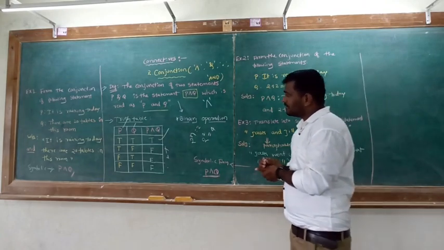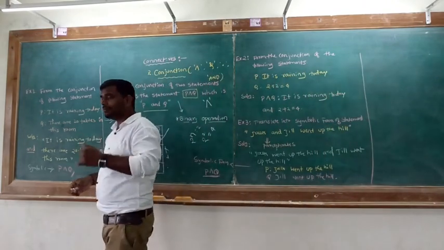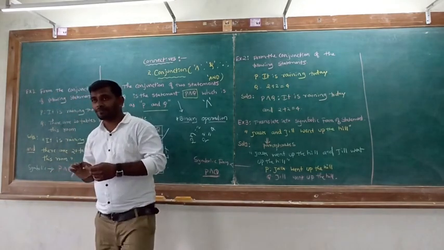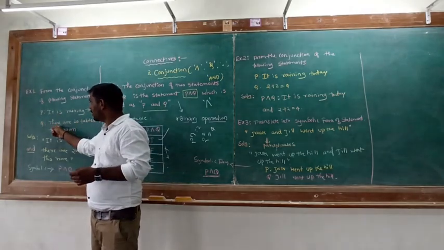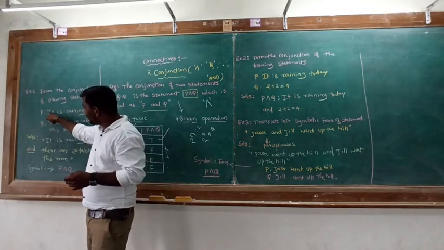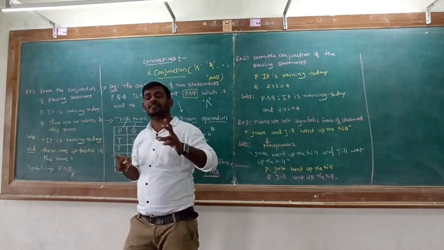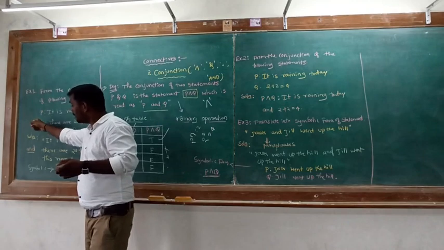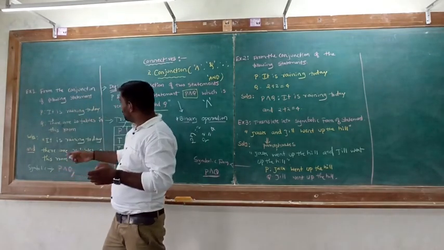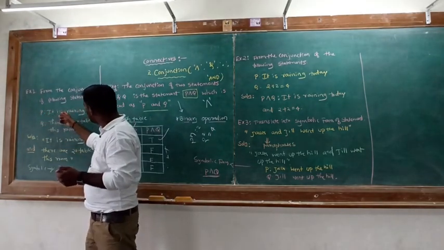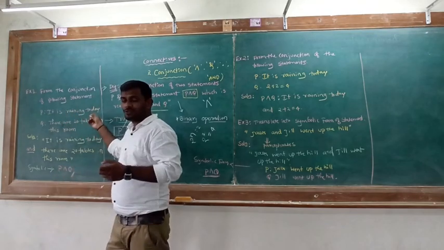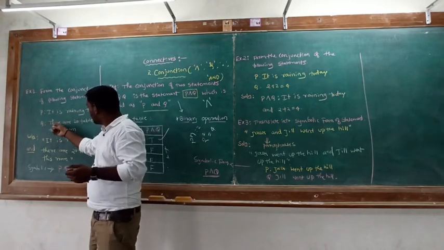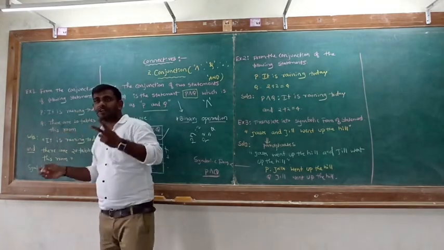Okay, so see here some examples. The question says: form the conjunction of the following statements. They will give two statements. Primary statements are denoted by any alphabet letter A to Z. Here we denote them as P and Q. P, the first statement, is: it is raining today. This is one sentence. And the second statement, Q: there are 20 tables in this room. These are two primary statements.